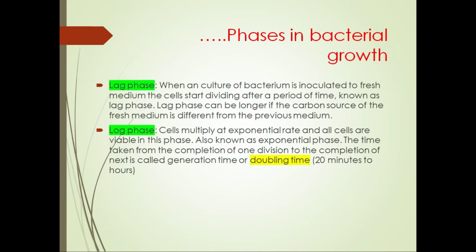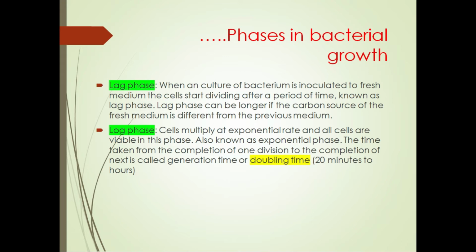In the lag phase, when we inoculate a bacterial culture to a fresh medium, the cells start dividing after a period of time. And this period of time, this phase, is lag phase. Lag phase can be longer if the carbon source of the fresh medium is different from the previous medium from where we took the culture. So the bacterial cells take time to adapt to a new medium where the carbon source is different.